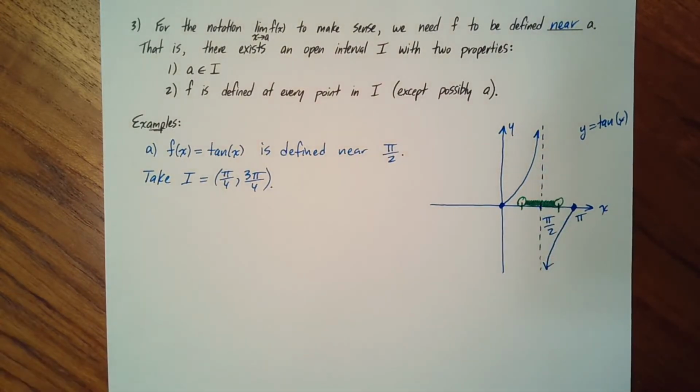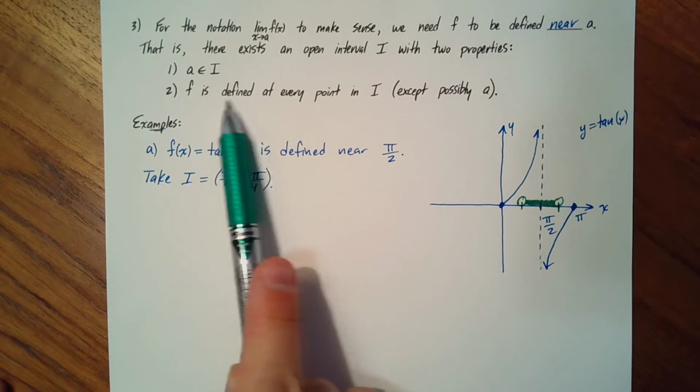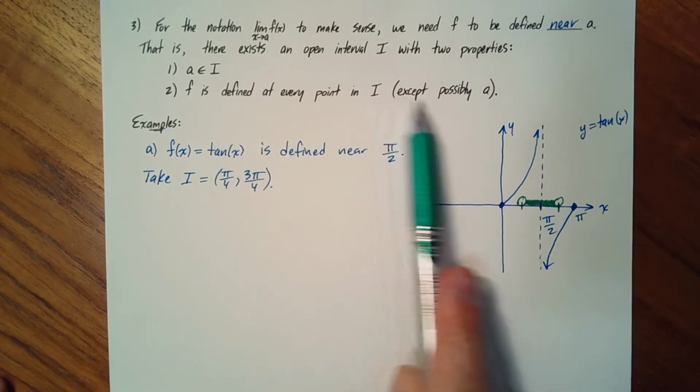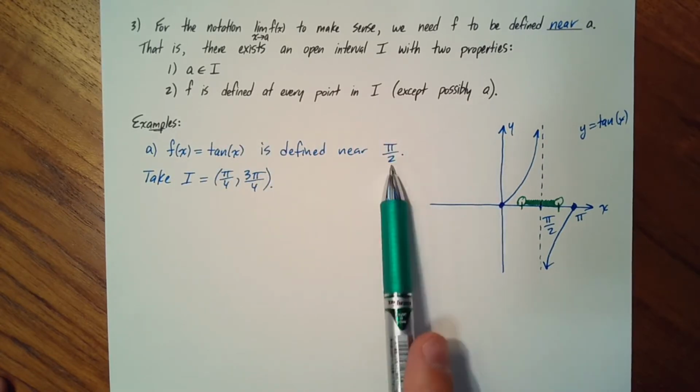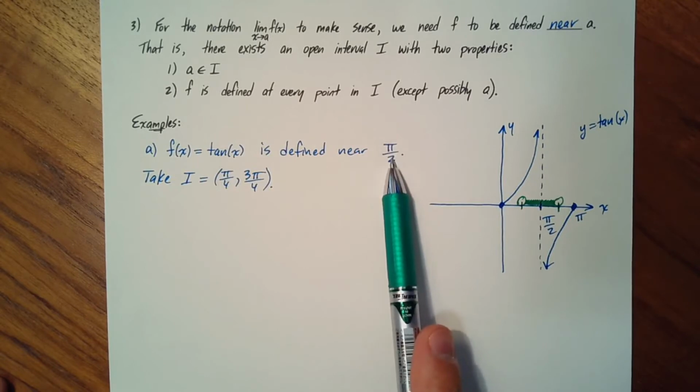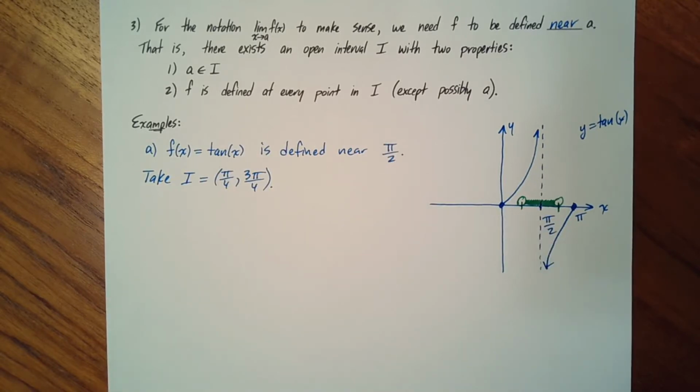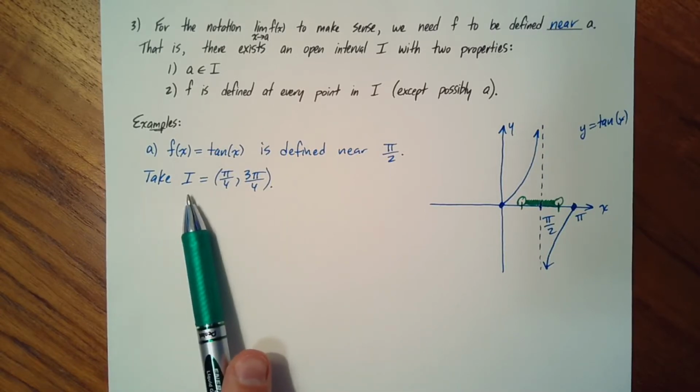So now you can see from the graph that tan is defined at every point in that interval, except the point pi over 2, because tan is not defined at pi over 2. But that's okay, right? We only require that f be defined at every point in the interval I, except this particular value a that we set as pi over 2. So it's okay that f is not defined at pi over 2, as long as it's defined at every other point in the interval.